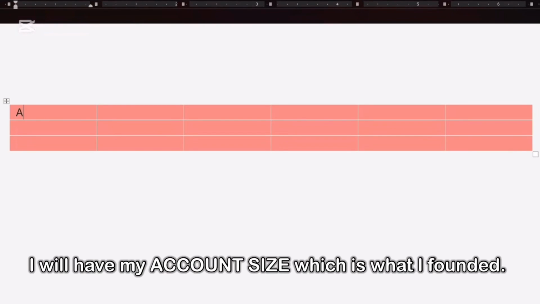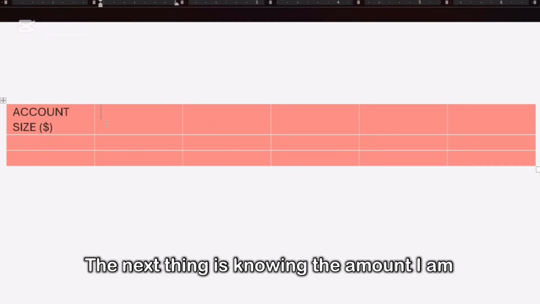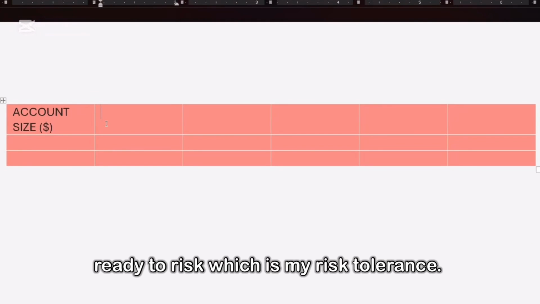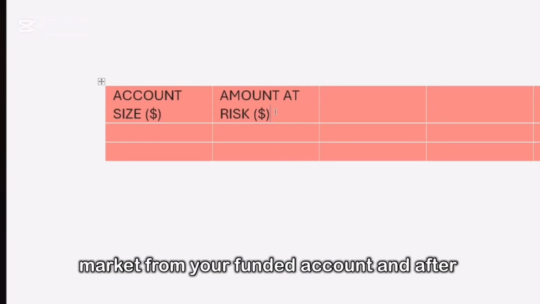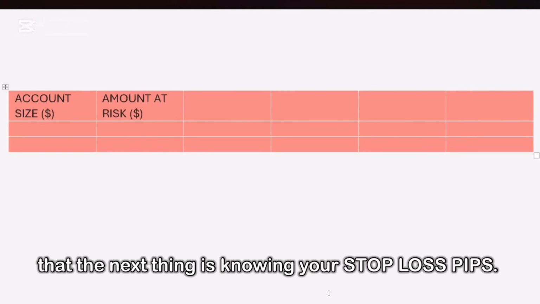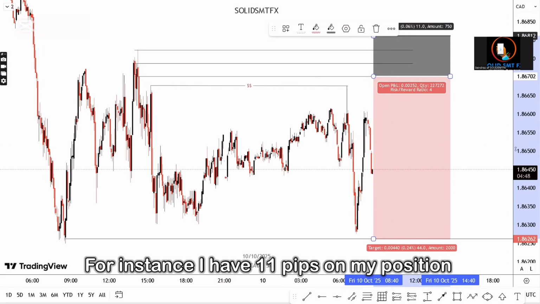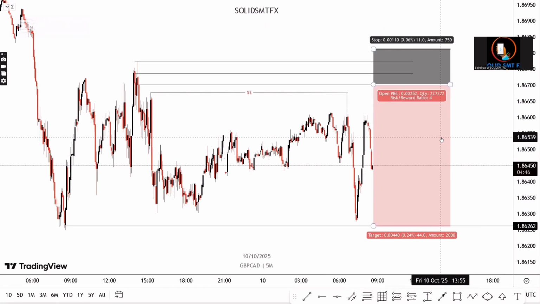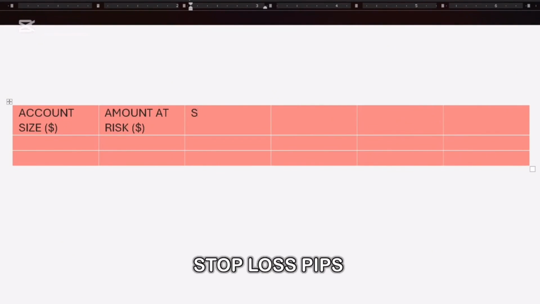I will have my account size, which is what I funded. The next thing is knowing the amount I'm ready to risk, which is my risk tolerance, which is what you are ready to risk to the market from your funded account. And after that, the next thing is knowing your stop loss pips. For instance, I have 11 pips on my position size. So I will indicate that stop loss pips.